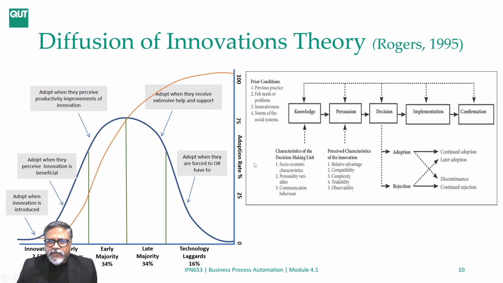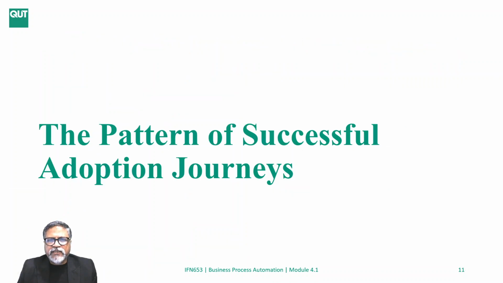So that was the first section of module 4.1. I'm going to take a pause. I'm going to start the next topic, which is patterns of successful adoption journey, and I'm going to discuss a model by Stoher on automation adoption in detail. Thank you very much, and I'll see you in the next section. Bye bye.